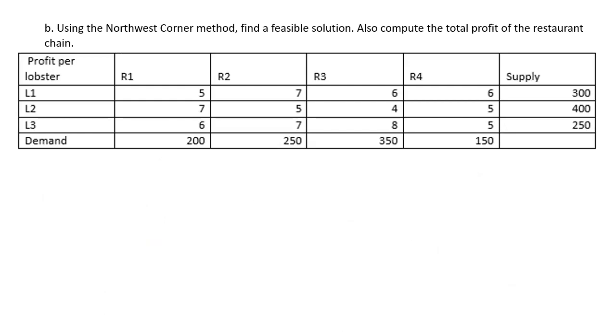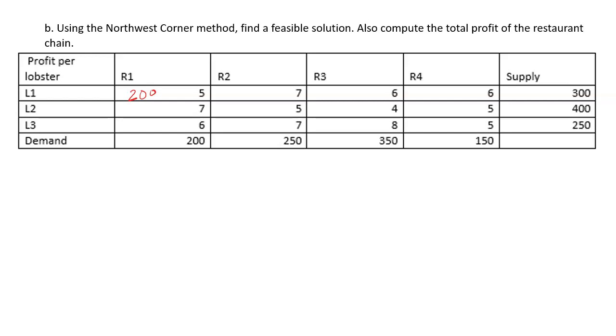Using northwest corner method, find a feasible solution. Also compute the total profit of the restaurant chain. Okay. So northwest corner means the top left is the first one to be used. So you use 5 and you spend as much as you can. So the supply is 300. What the demand is 200. So you use 200 because that's the most this restaurant can give.